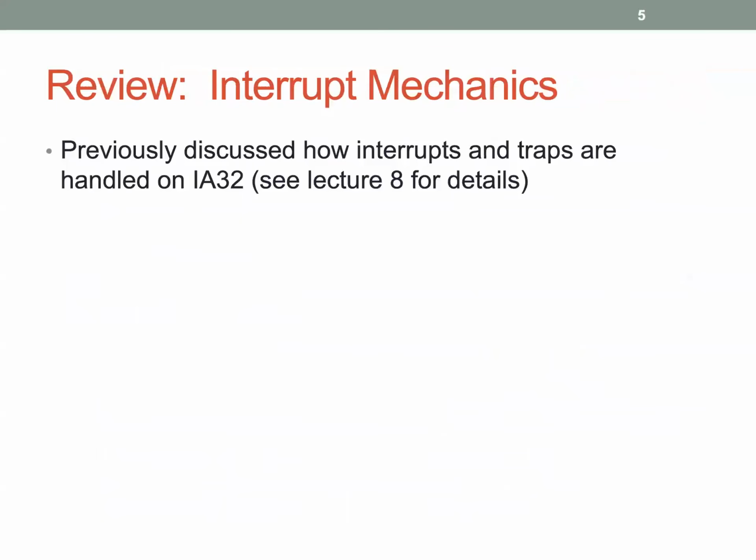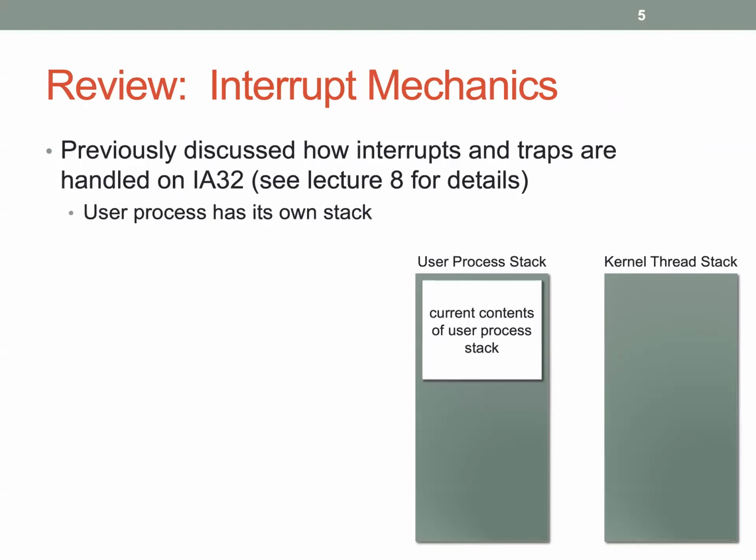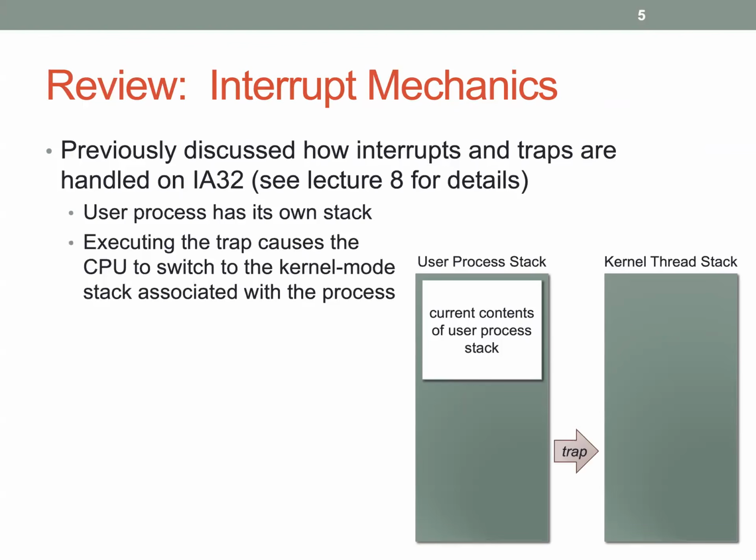Now, we did talk previously about how interrupts and traps work on IA32. Remember, IA32 is a specific instruction set architecture for x86. It's not the current one. Most people nowadays use x86-64, but IA32 is the one that Pintos uses, and it used to be really popular, 15, 20 years ago. So user process has a stack, and the kernel thread also has its stack. Remember, the kernel thread stack is very small.